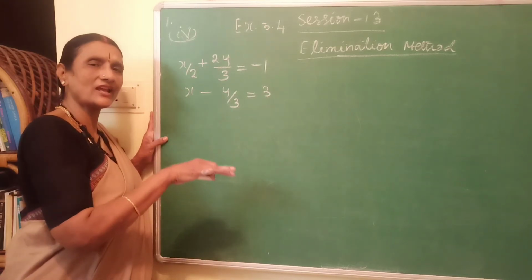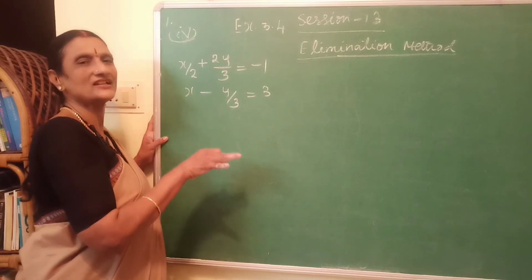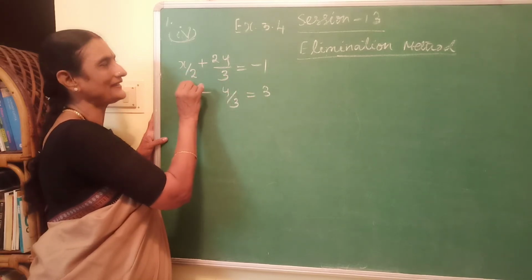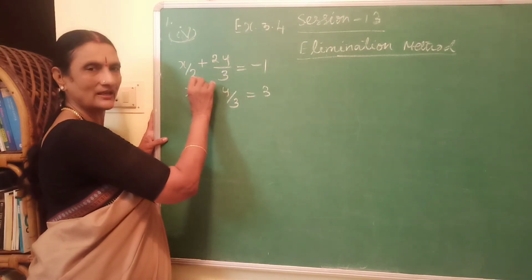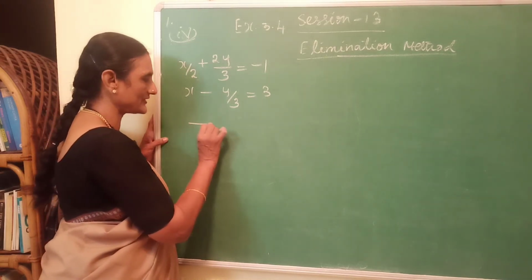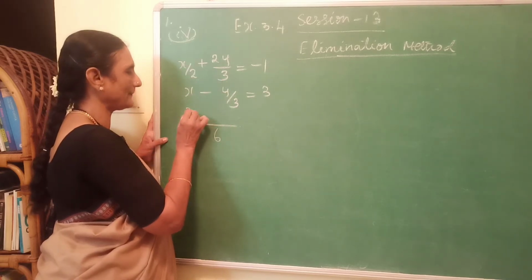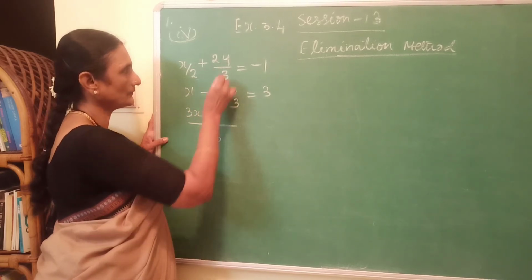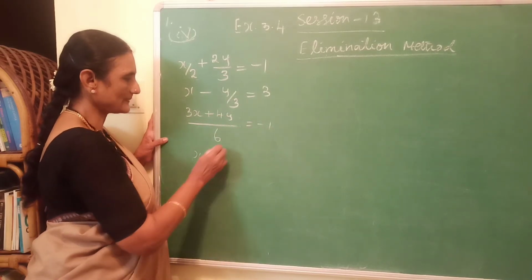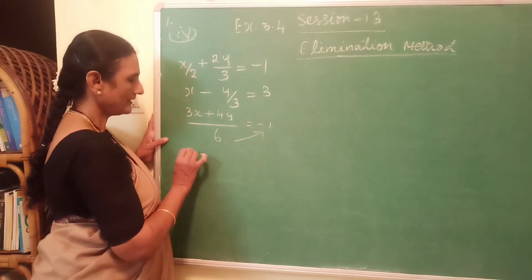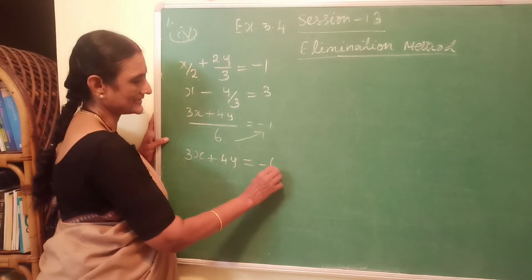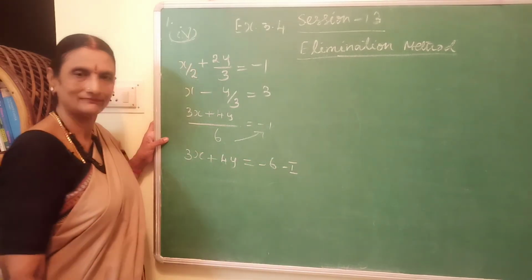Now first we have to balance the fractional denominators. How do we balance? By taking the LCM. What is the LCM of 2 and 3? It is 6. So I am writing for the first equation, and here I have to multiply by 3 and here by 2. So 4y is equal to minus 1. By cross multiplying you will get 3x plus 4y is equal to minus 6. Let me number it as equation 1.